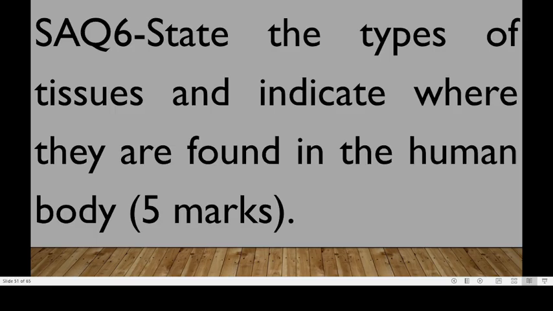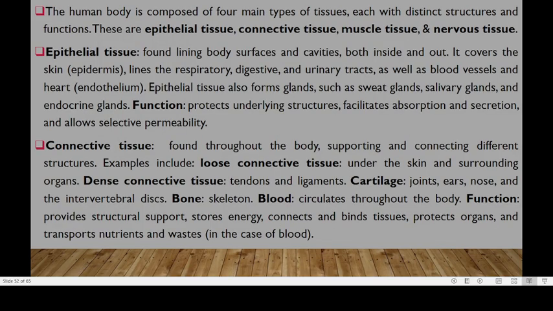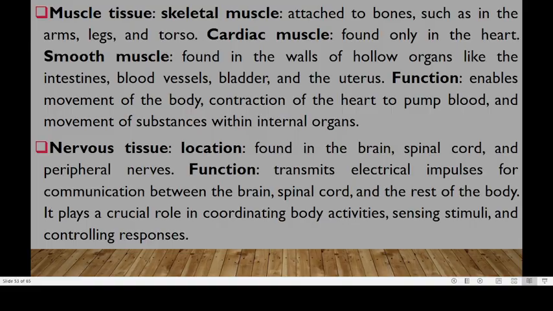State the types of tissues and indicate where they are found in the human body. As you know, the human body is composed of 4 major types of tissues, each with distinct structures and functions. So this could include epithelial tissue, connective tissue, muscular tissue, and the nervous tissue.